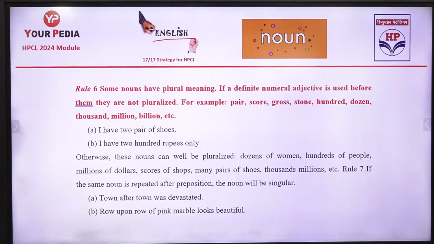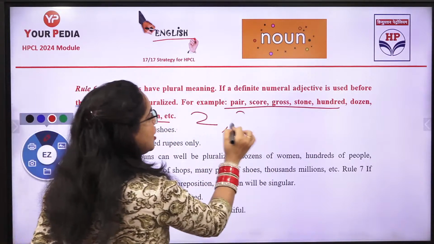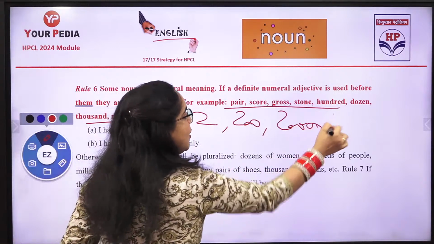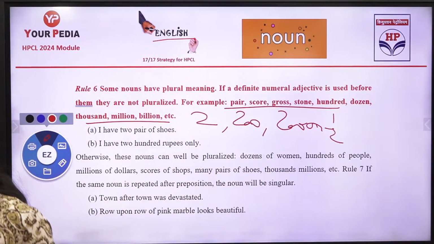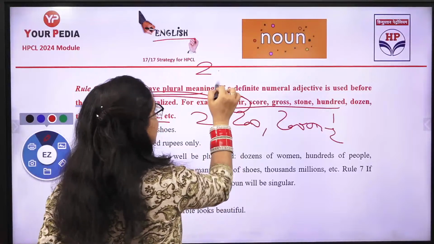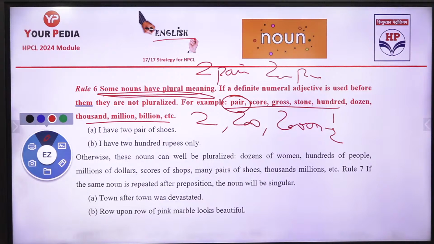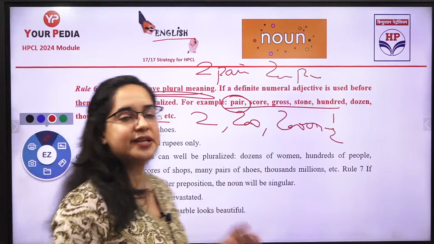Next is rule number 6. Some nouns have plural meanings. कुछ nouns हैं जिनके meaning plural होते हैं. If a definite numeral adjective is used, they are not pluralized. अब इनके साथ चाहे आप लगा लो 2, चाहे लगा लो 200, चाहे 2000, चाहे 1/3, इनकी form change नहीं होगी, plural counted नहीं होगा ये word. इन nouns के कुछ plural meaning ही रहते हैं. Pair जो है, चाहे 2 pair लिखो, चाहे 200 pair लिखो, पीछे वो same ही रहेगा, ठीक है. तो इनका meaning पहले से ही plural है, इनके साथ आपको s, es लगाने की जरूरत नहीं है.